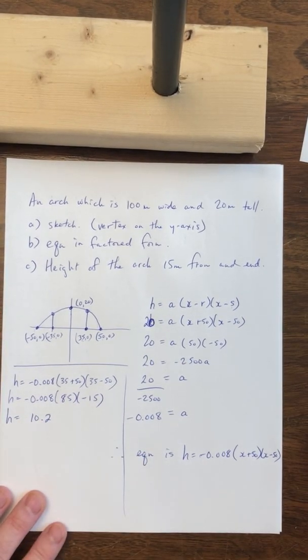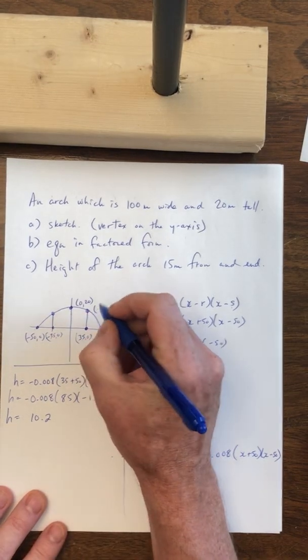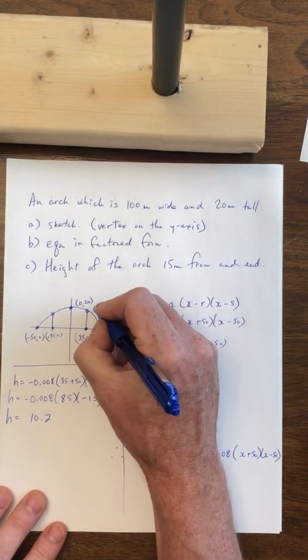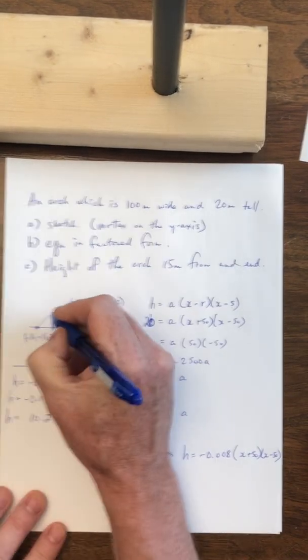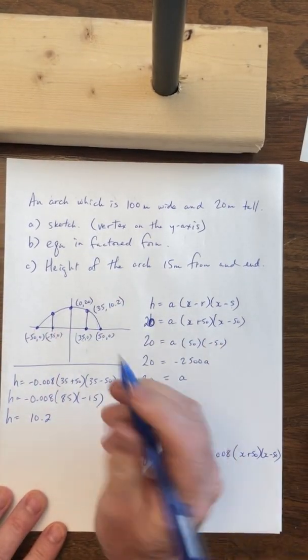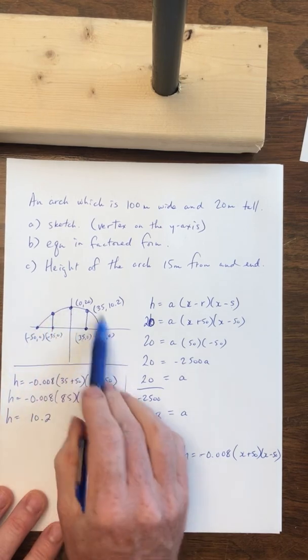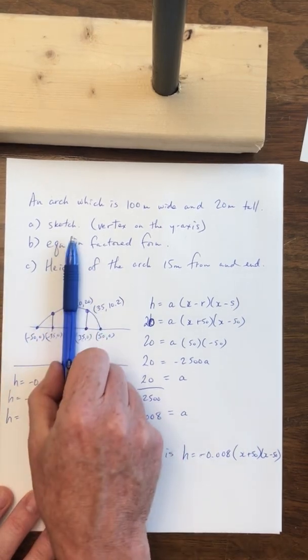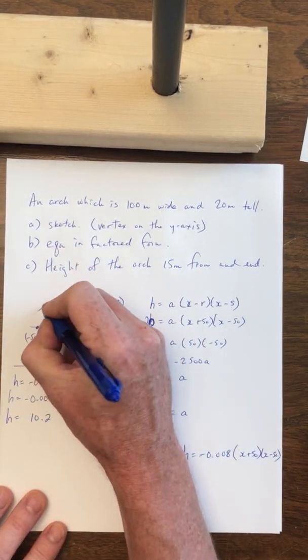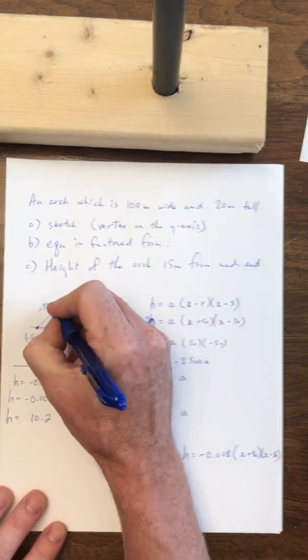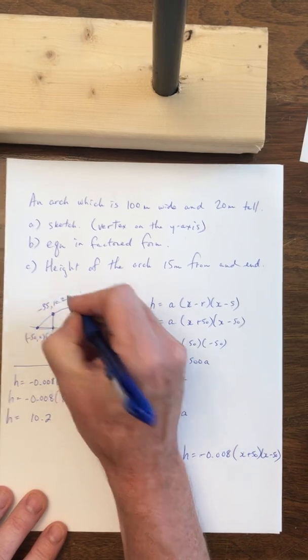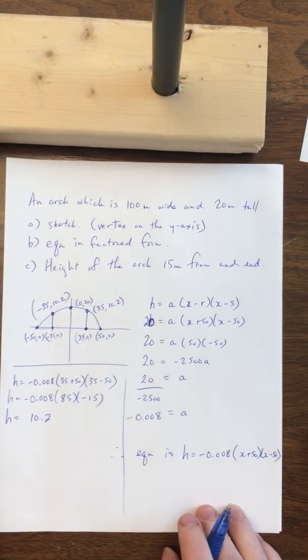So the height will be 10.2. So at this point here, we can see the height is 10.2, and because our parabolic arch or parabola is symmetrical on the axis of symmetry, we also know at this point, 15 meters in from the end, we'll have a height of 10.2 as well. All right, that is it.